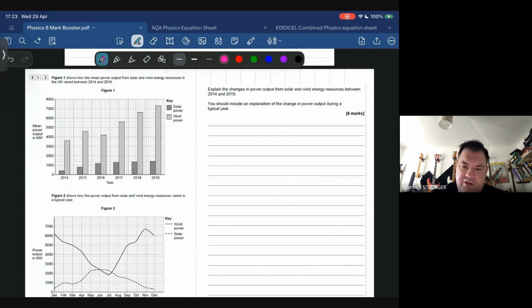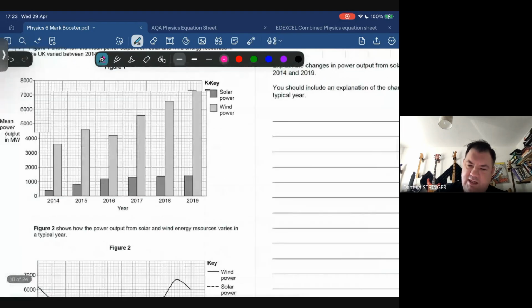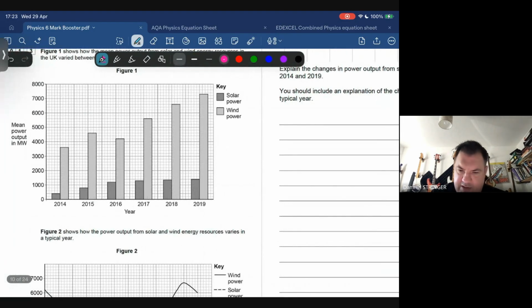Right, figure 1 shows how the mean power output from solar and wind energy resources in the UK varied between 2014 and 2019. Right, so I kind of like to do a bit of a joining the dots on these, just to give me an idea of how it goes.